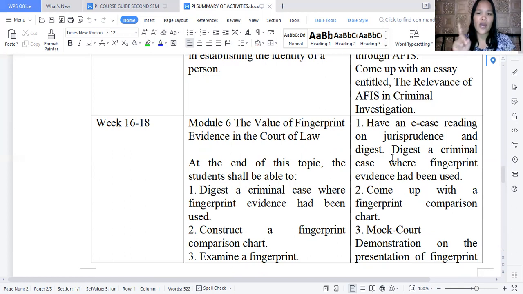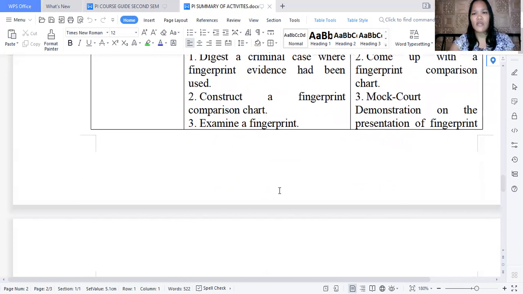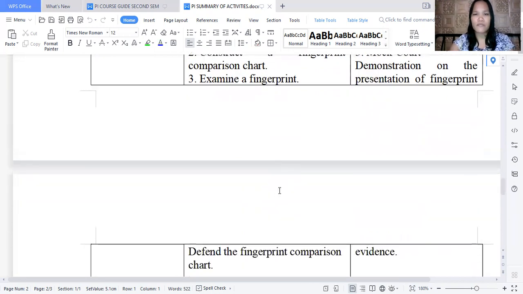And number two, we have to construct a fingerprint comparison chart. I know this is also difficult. I would just like to give emphasis that everything in here is difficult. But if you are determined to learn, if you have that patience, if you commit yourself to excellence, then there is no such thing as difficult in learning. Anyway, I will be teaching you how to do this. We will be applying the different methods and coming up with a comparison chart.